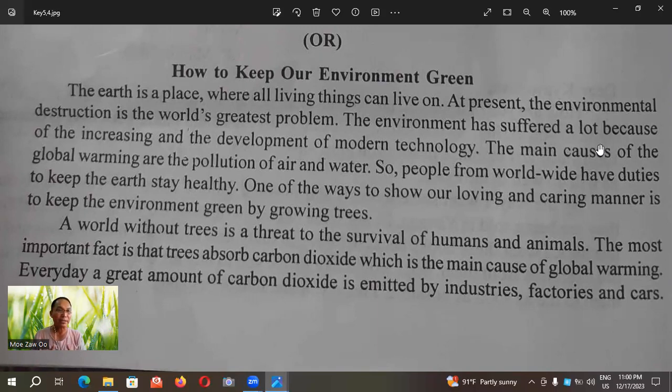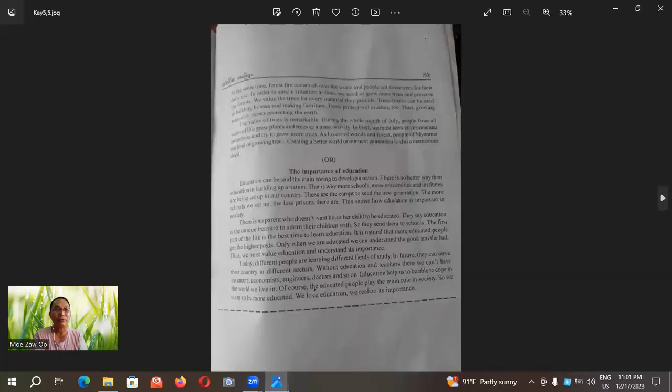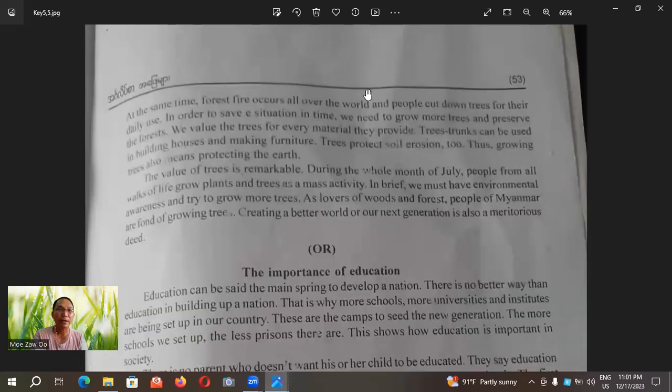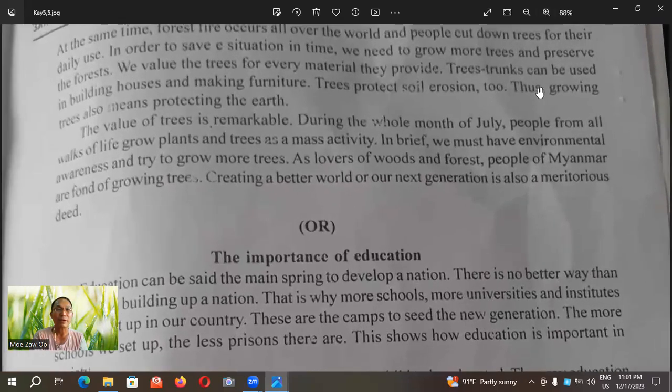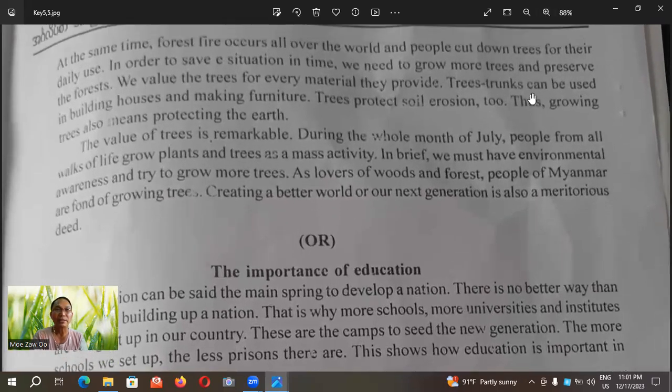The most important fact is that trees absorb carbon dioxide, which is the main cause of global warming. Every day, a great amount of carbon dioxide is emitted by industries, factories, and cars. At the same time, forest fires occur all over the world, and people cut down trees for their daily use. In order to save the situation in time, we need to grow more trees and preserve the forests.